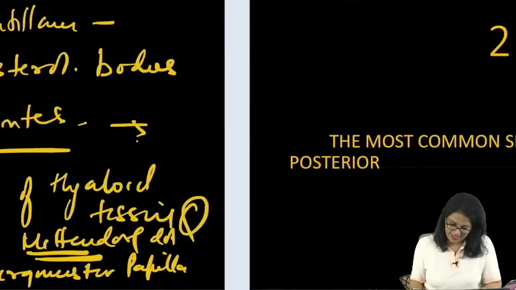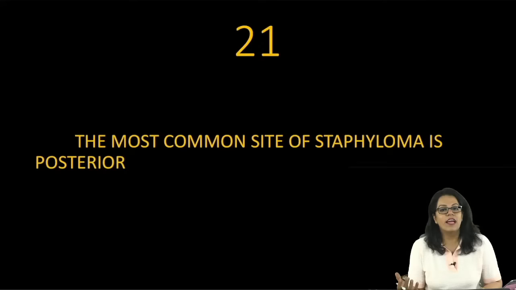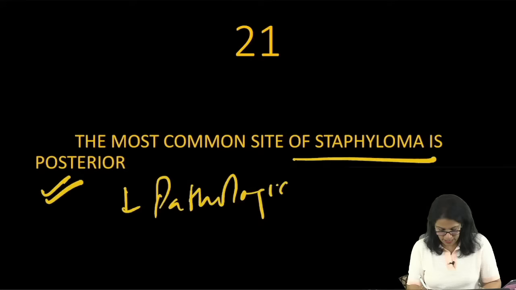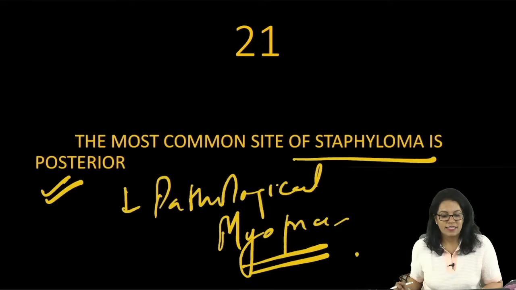Okay, we come to the next point. The most common site of staphyloma is posterior. Everybody knows it is an ectatic condition of the eyeball, and the most common type of staphyloma we will answer is posterior. Where do you see it? Don't forget pathological myopia. We get it in pathological myopia.